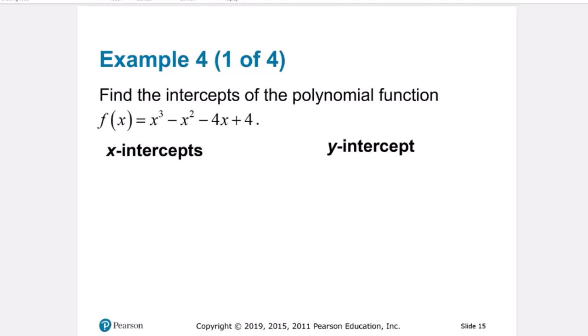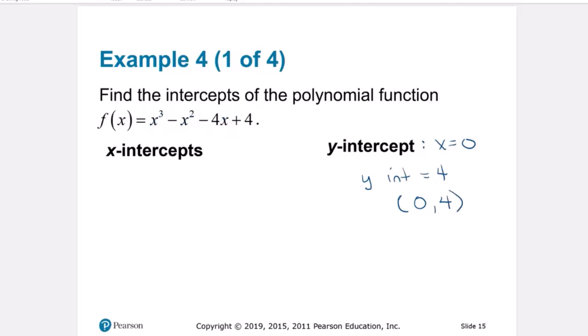Find the intercepts. Honestly, the x-intercept is the harder of the two. Let's start with the y-intercept. The y-intercept, x equals 0. When x equals 0, well, this is 0, this is 0, and this is 0, because 0 times anything is 0. All I really have to look at is my constant term, which is 4. The y-intercept is equal to 4. Or I can say (0, 4).